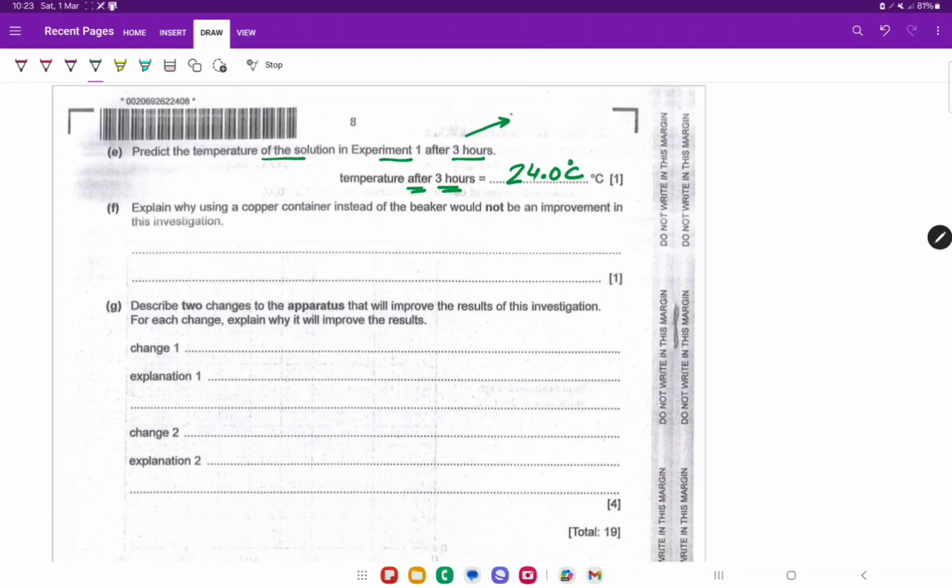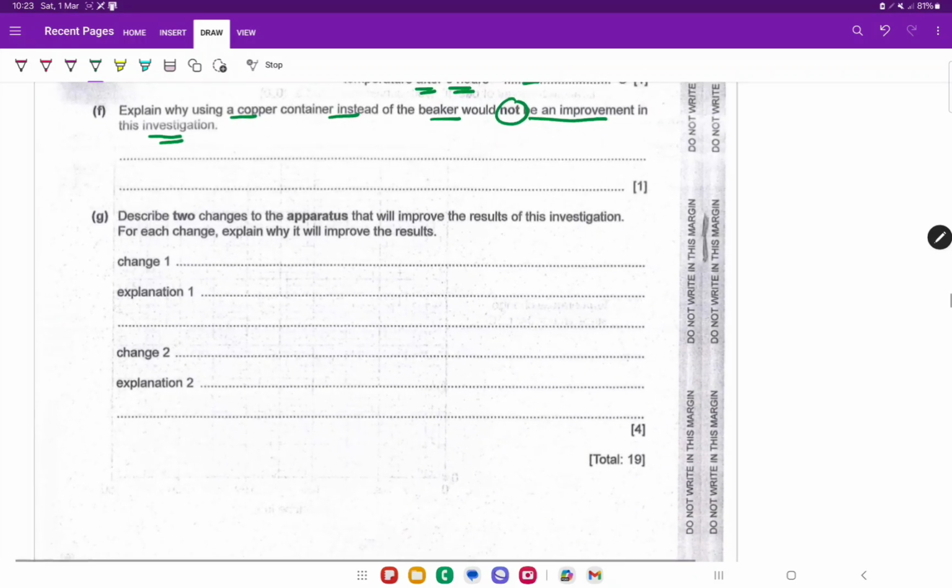Now next, explain why using a copper container instead of a beaker would not be an improvement in this investigation. What is the problem with all exothermic reactions? There is always heat loss. Now when heat loss is taking place, it is taking place through the glass container, and since copper is also a good conductor of heat, heat loss will also be there. So both will cause heat loss. Therefore, it is not an improvement for this investigation.